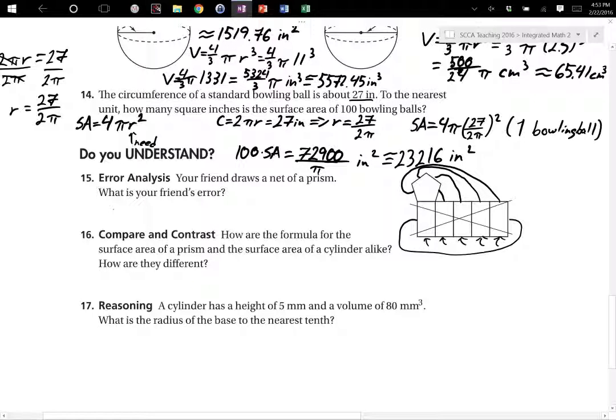So what's our friend's error? Our friend forgot the base. And of course I wrote an incomplete sentence. So here, let me fix that. Our friend forgot the base.